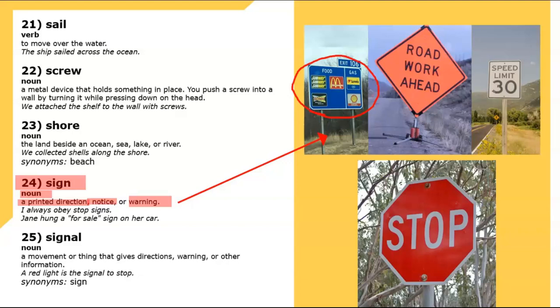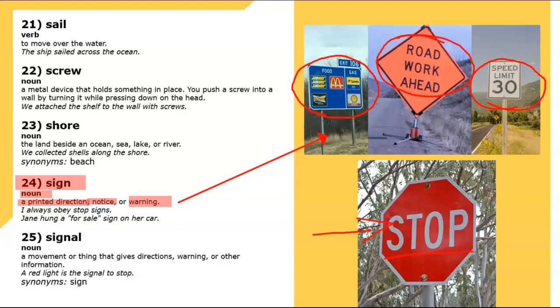Or there are some signs that tell you that you need to be careful because something is coming as you keep going along the road. Or there are some signs that tell you how fast you can go when you're driving a car. And of course, this sign means that we need to stop. All of those are signs.